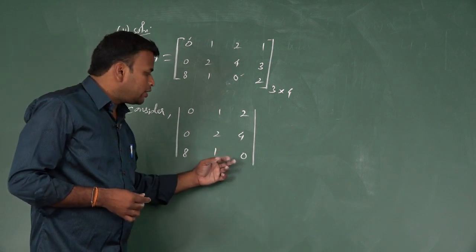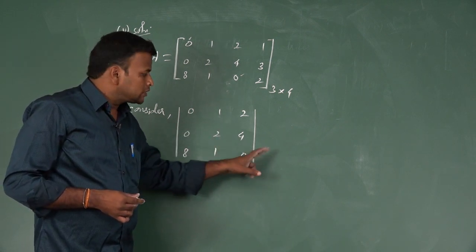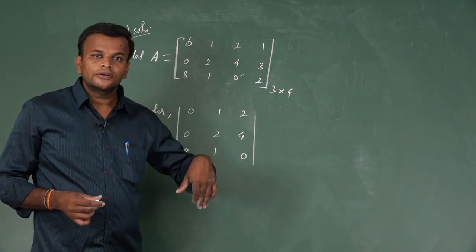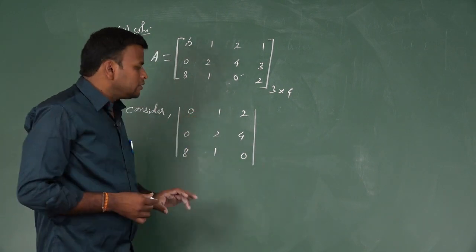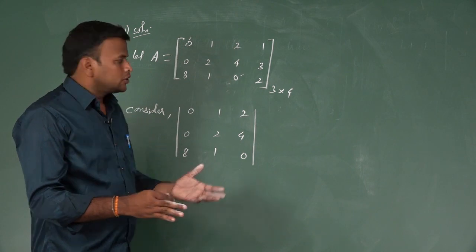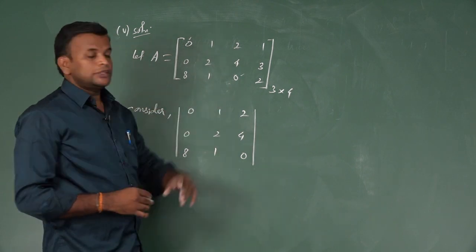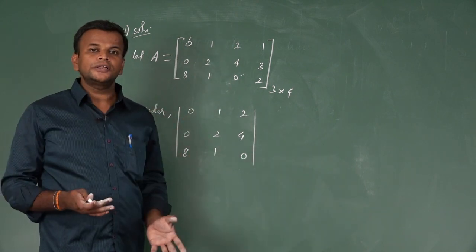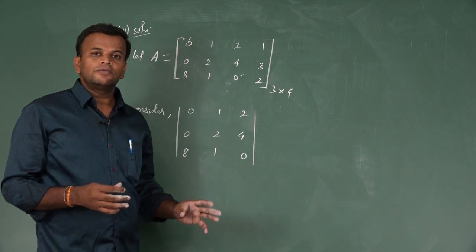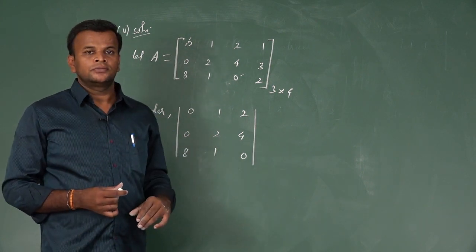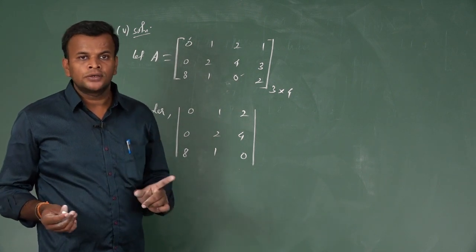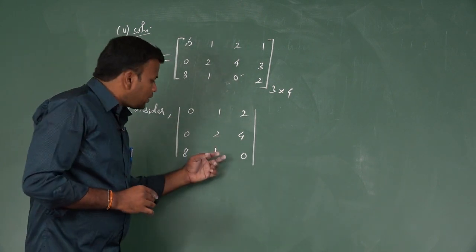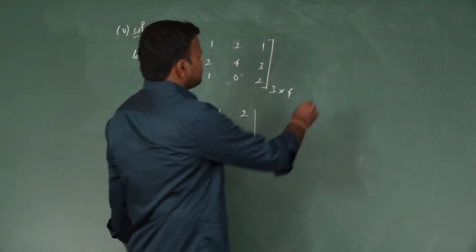Now we find the value of this determinant. If it is not equal to 0, we come to the conclusion that the rank is 3. Suppose this determinant value is equal to 0, then we try one more 3 by 3. Suppose all 3 by 3 determinants are equal to 0, then we try 2 by 2. Suppose all 2 by 2 are 0, we come to the conclusion the rank is 1. First we try the value of this determinant.